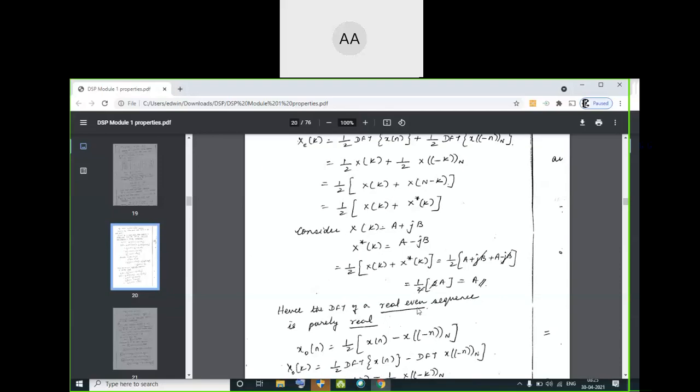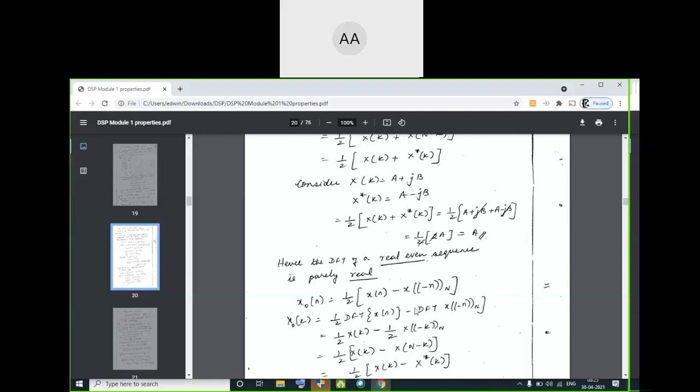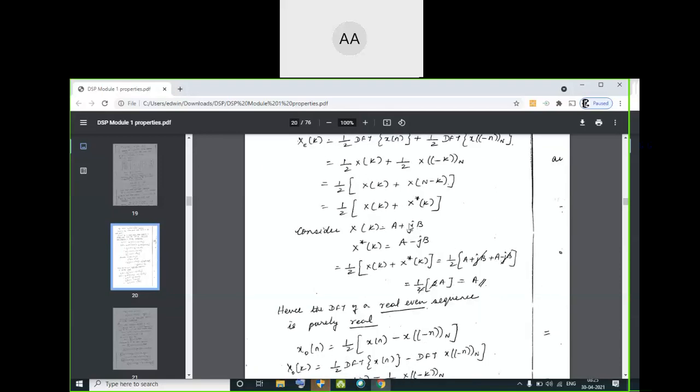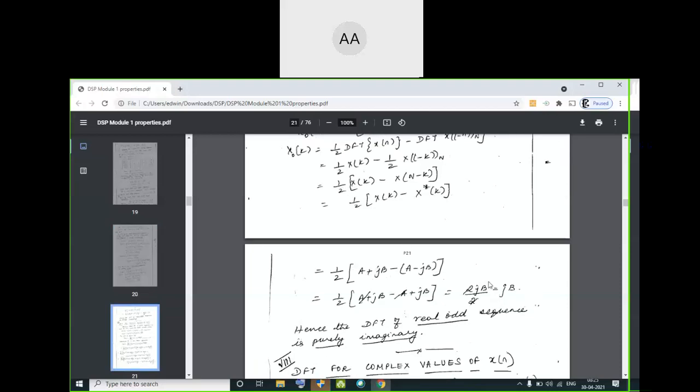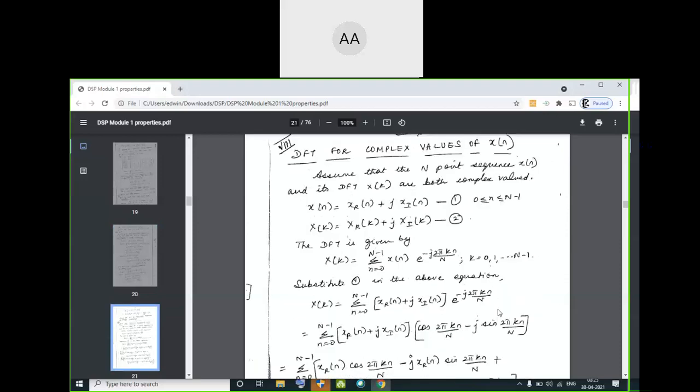Very simple it is. So instead of some arbitrary term, you will consider for x of k, x star of k, you will get a plus jb or a minus jb. Anything you can take, x plus yj, x minus yj. However you want, you can consider, and once you open the bracket and you cancel, you will be left with only the real term. In this case, only the imaginary term will be there. Okay.